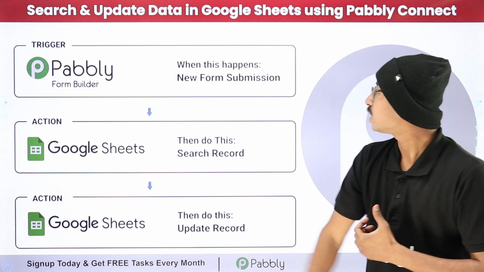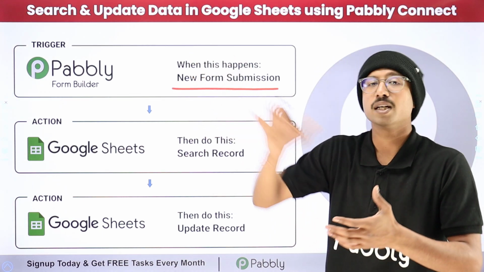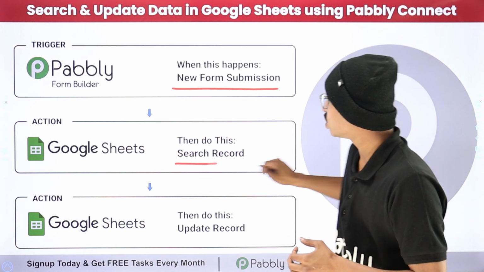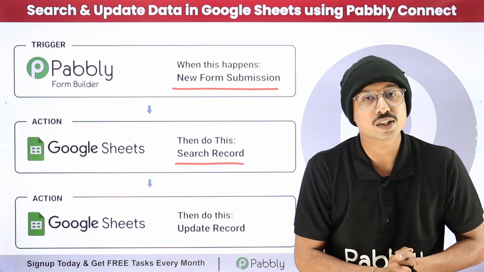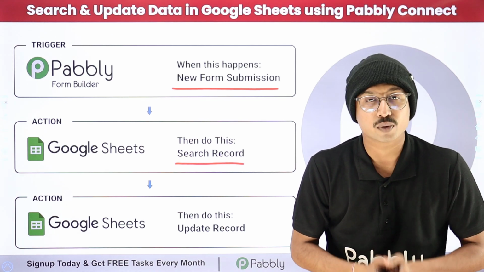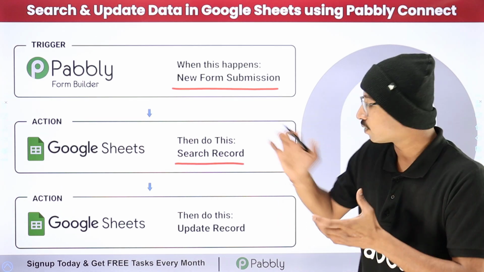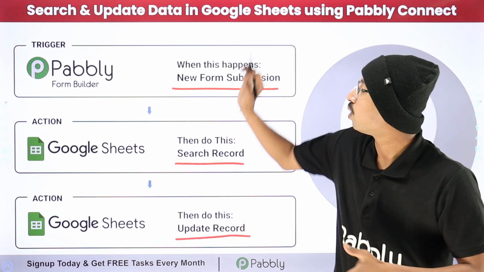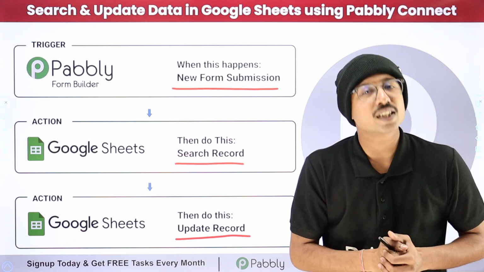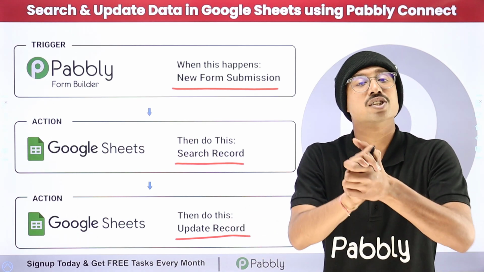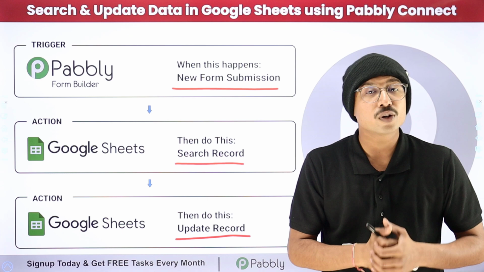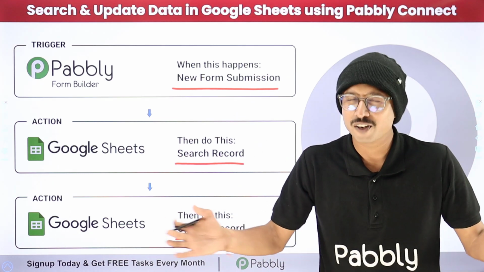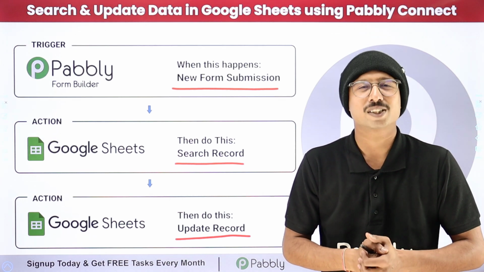So in this automation, as we are going to receive a new form submission in Pabbly Form Builder, automatically we are going to search for that particular record, search for that particular lead in our Google spreadsheet. And after searching for that particular lead, we are going to update the status of that lead in the Google Sheet as well. And in this video, we are just taking an example of Pabbly Form Builder, but you can set up the similar automation for any application as per your choice. Now, if you want to learn how you can automatically search and update data of your Google Sheet using Pabbly Connect, for that, you just have to come with me to my screen.